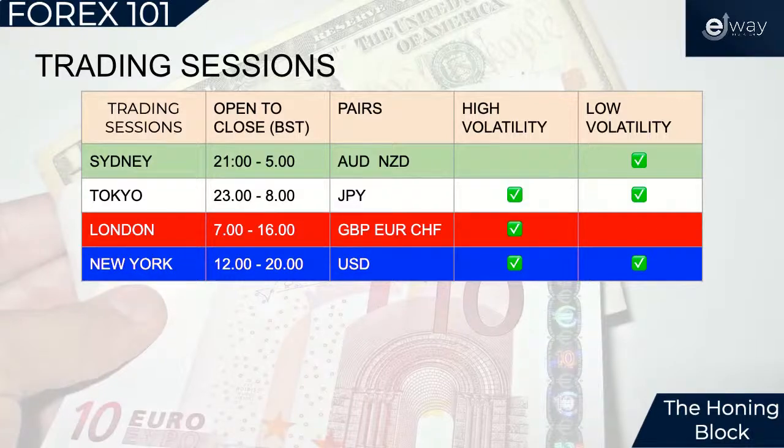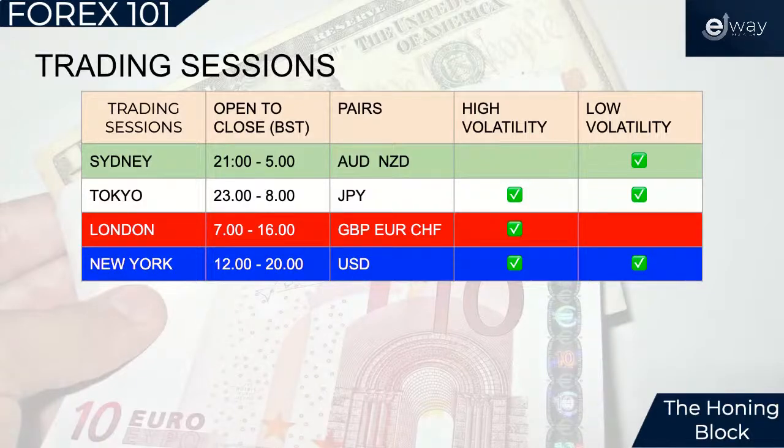So if we go across the first row, we see that the Sydney session begins at 9 p.m. and ends at 5 a.m. And this is according to British Standard Time. So using Greenwich Mean Time as the base, it opens from 9 till 5, and the main pairs that are traded are what's referred to as the AUD NZD pairs, that is the Australian dollar and the New Zealand dollar. Now, in terms of the different types of pairs, we're going to get into a more detailed explanation of the currency pairs and what's traded a bit later. But for now, just bear with me as I talk about these pairs that are in front of us now.